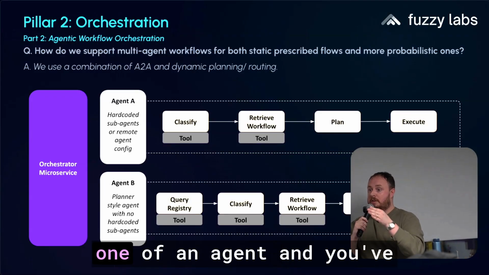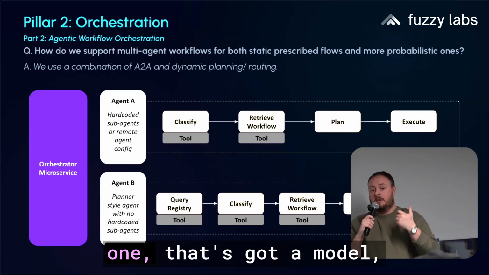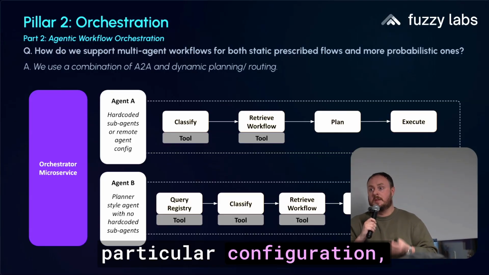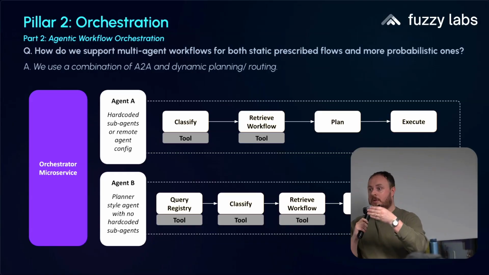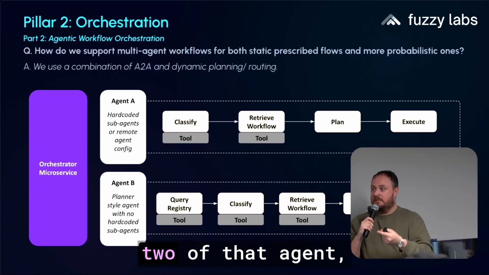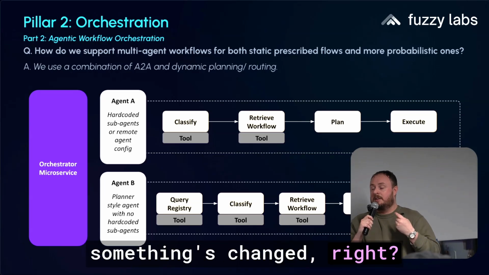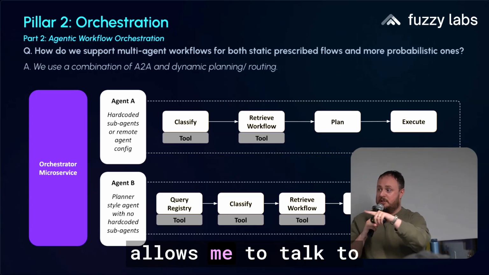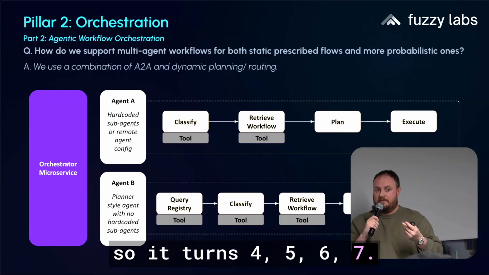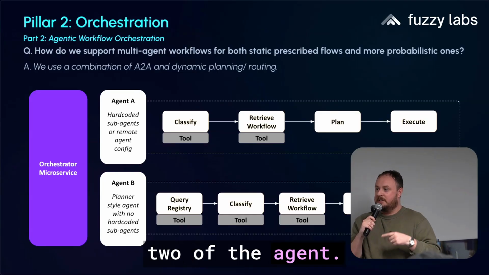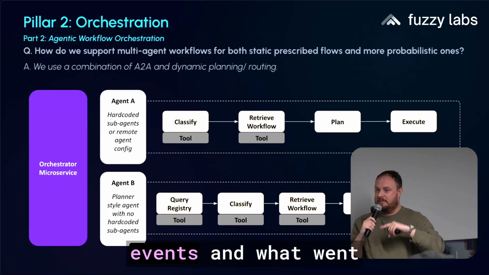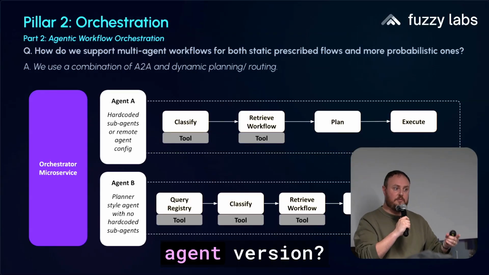If you have version 1 of an agent and you've deployed that version 1, it's got a model, it's got prompts, it's got tools, it's got one particular configuration. You hit that agent 1, 2, 3, 4 times. If I deploy version 2 of that agent, something's changed, right? But the session still allows me to talk to version 2 of that agent. So turns 4, 5, 6, 7 could be with version 2 of the agent. If something goes wrong, how do I attribute the events and what went wrong to a particular agent version?